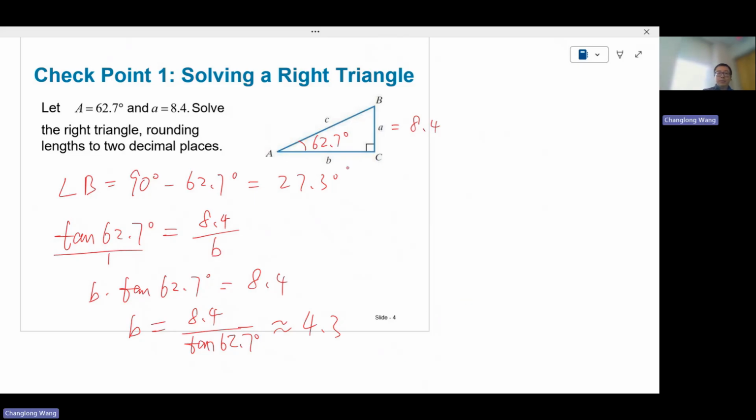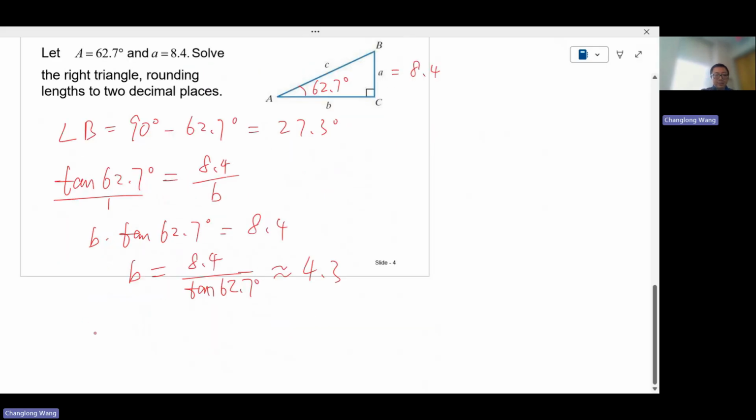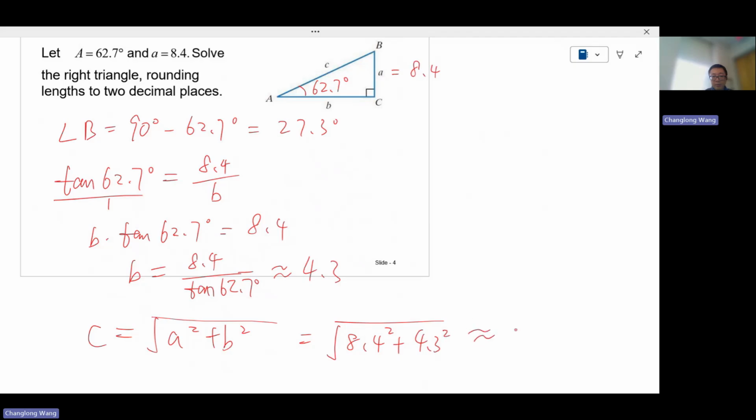Now one more, the hypotenuse. Well, that's even easier. You're going to go with the Pythagorean theorem, right? A squared plus B squared, so 8.4 squared plus 4.3 squared, take the square root, and whatever it is, okay? Pretty easy, right?